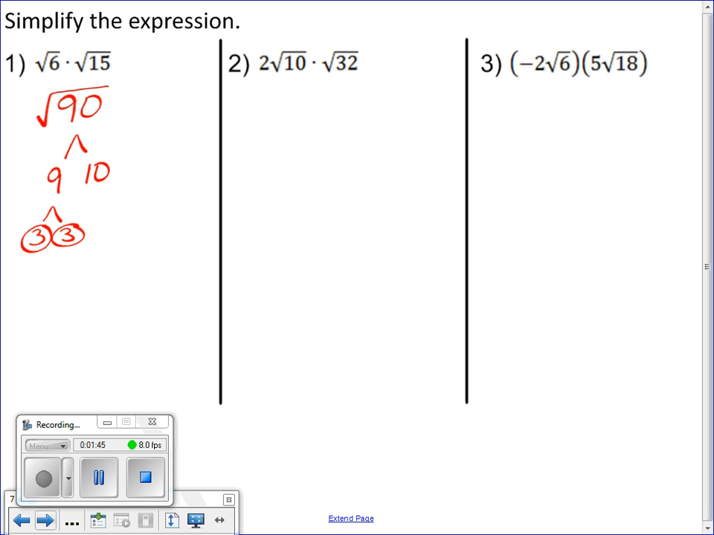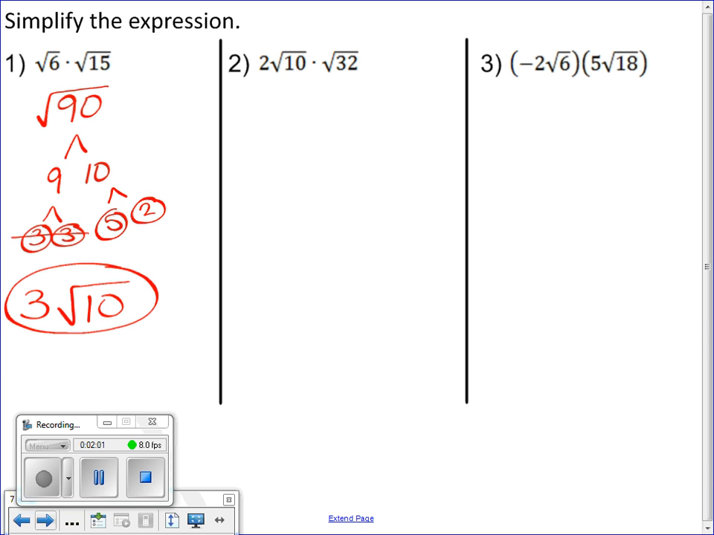And then 10, 5 and 2. And those are both prime. Good. We're looking for pairs. We got a pair of 3's, so it comes out as 3. Singles stay inside. 5 and 2 make 10. So, earth-shattering, harder than last time, right? One extra step's not too bad.